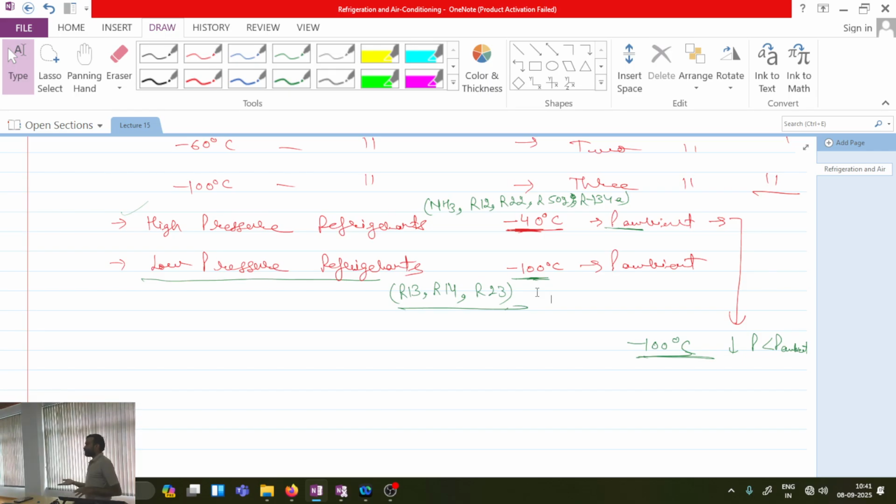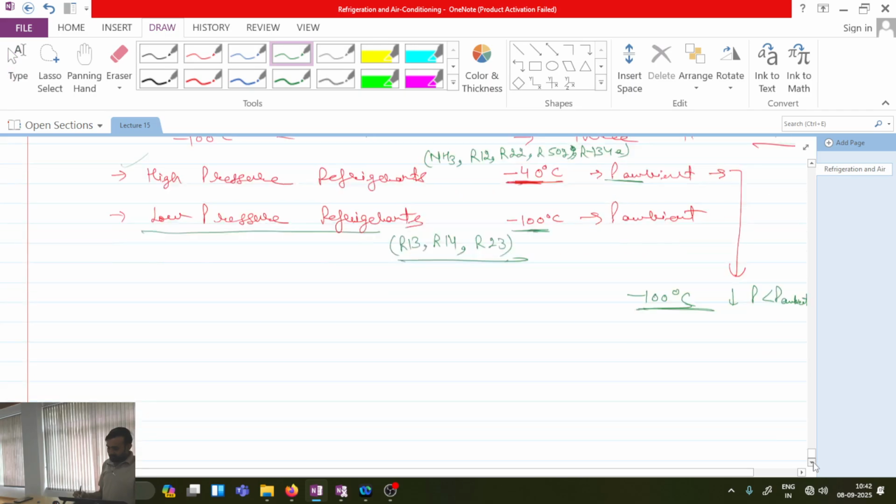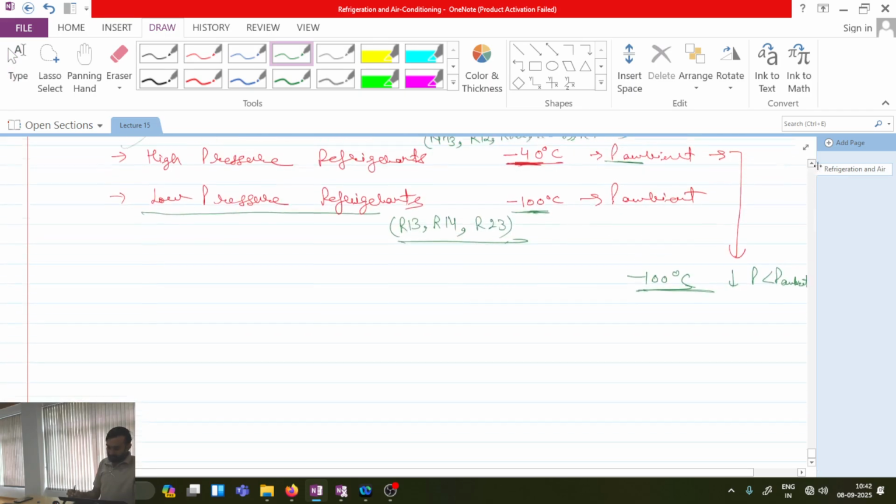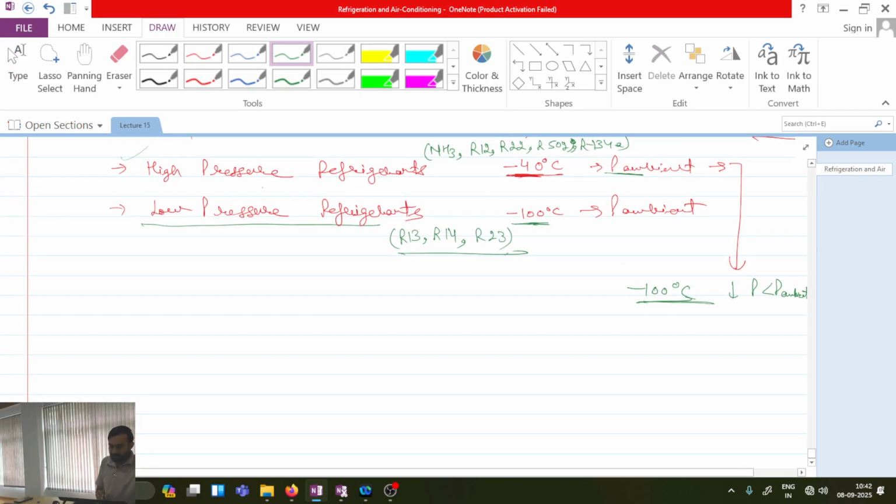So increasing specific volume means it decreases the mass flow rate across a compressor. So you have to use a large capacity compressor. Is this one clear? All are clear with this point? So these disadvantages can be overcome if we use a combination of high pressure and low pressure refrigerants.